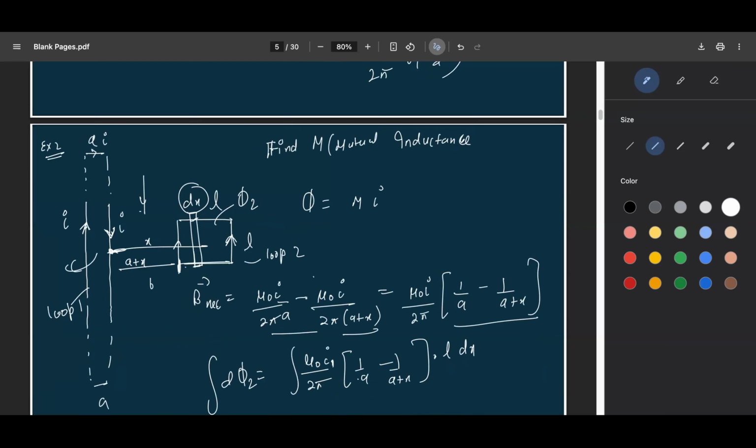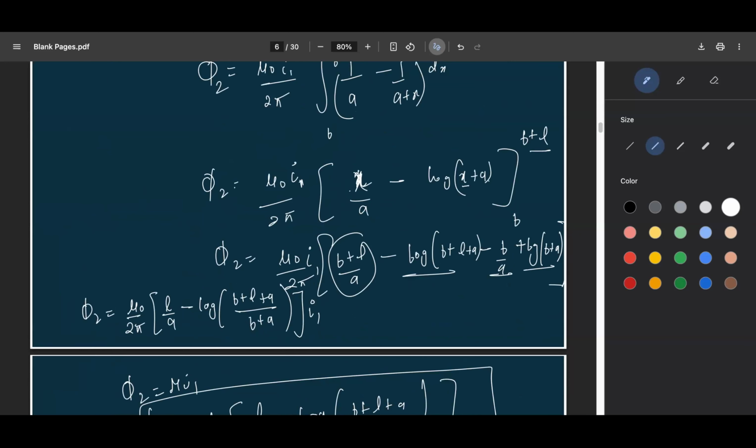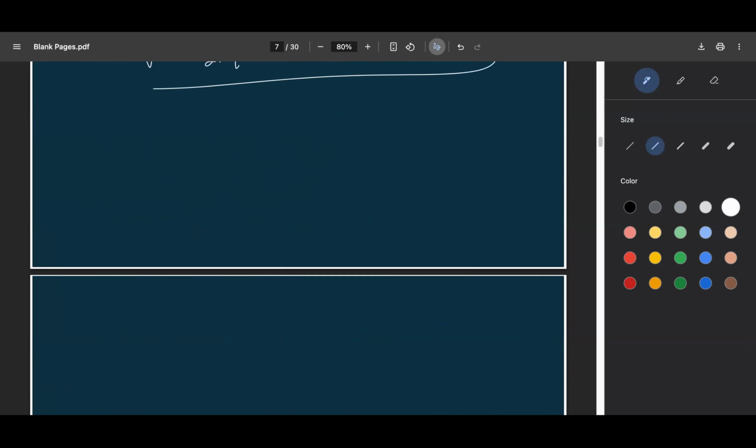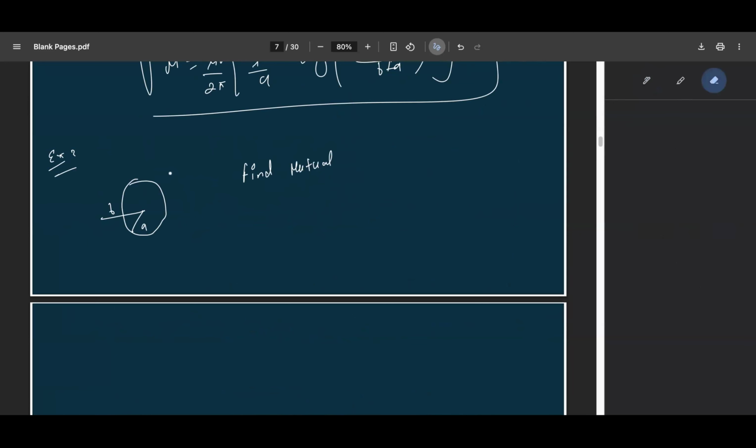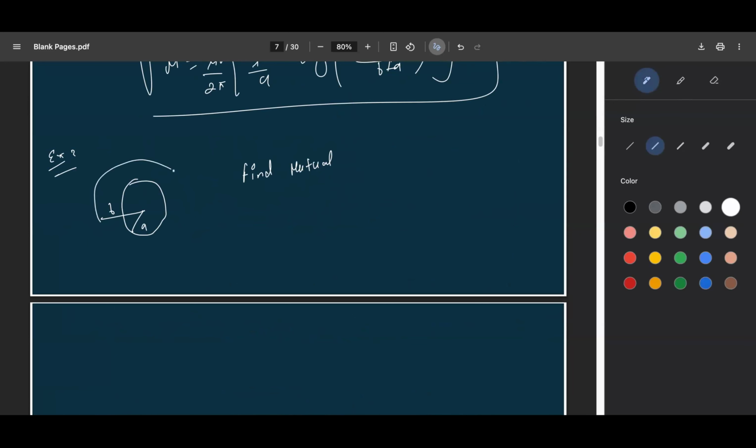Do one more thing, if you are still in the session. Just take this problem. One loop of radius A, another loop of radius B. Find the mutual inductance of concentric rings.